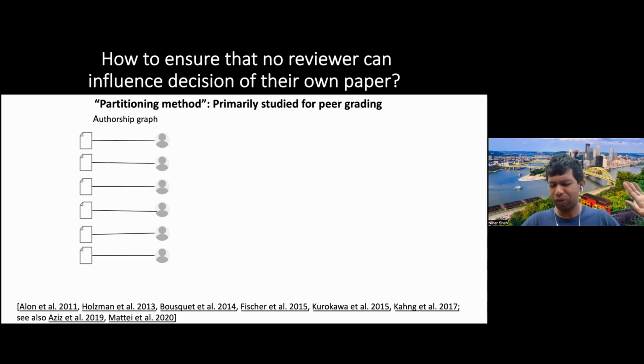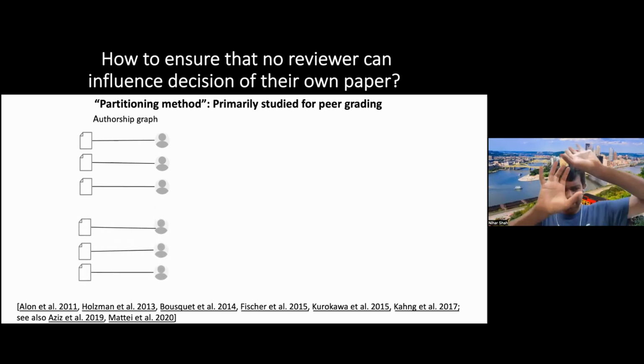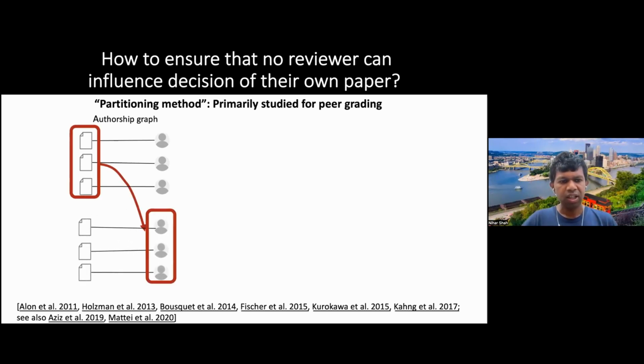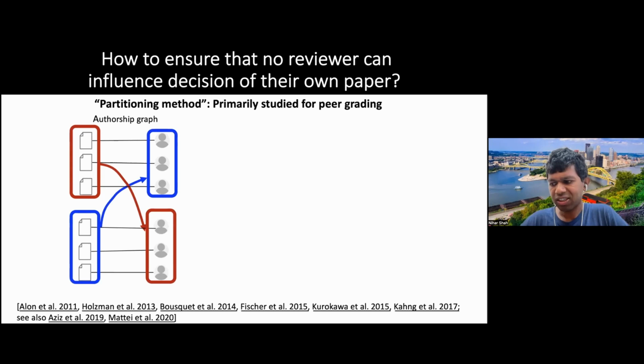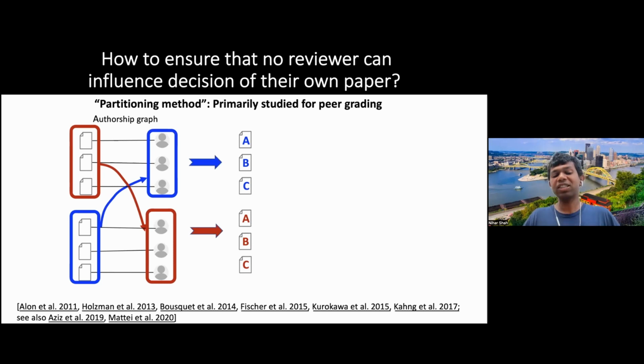Now, what this method will do is very simple. It will partition them into two groups. Now, it will assign the papers from the first group to the reviewers in the second group. It will assign papers in the second group to reviewers in the first group. Now, you only take the papers in the blue group, forget the red group, and just make decisions for the blue group. Assume the red group doesn't exist. Then you only take the red group, forget the blue group, assume blue doesn't exist, only red exists, and make decisions for the red group.